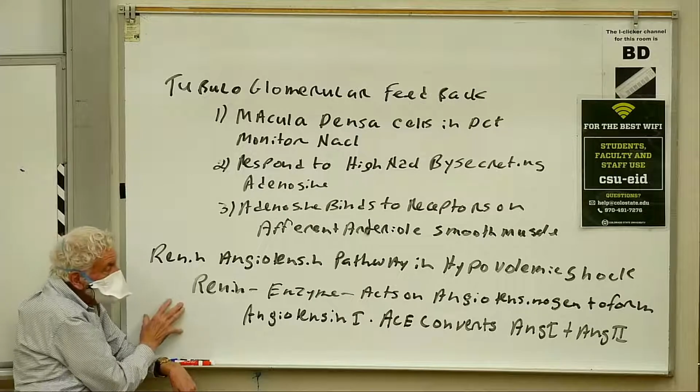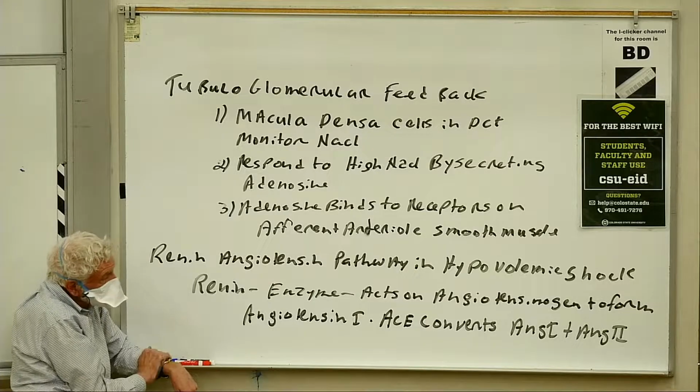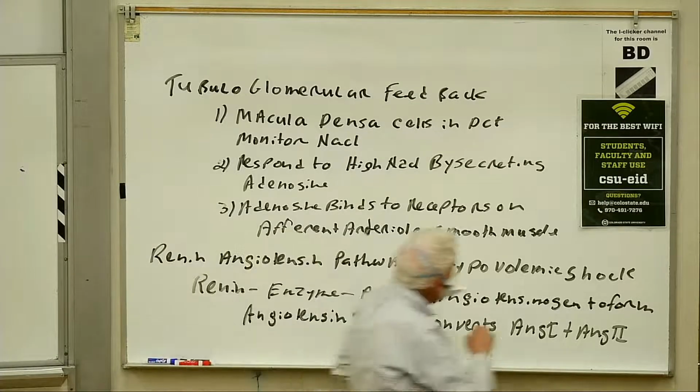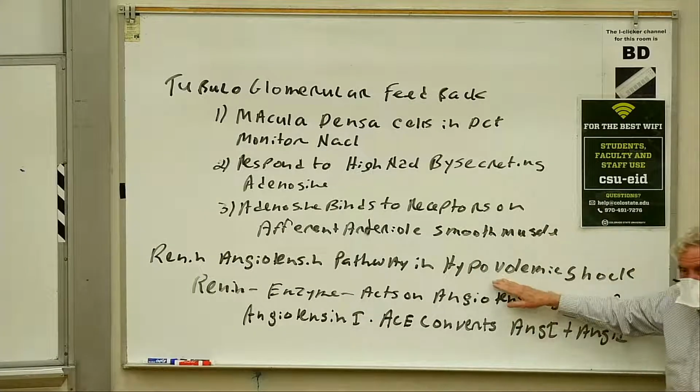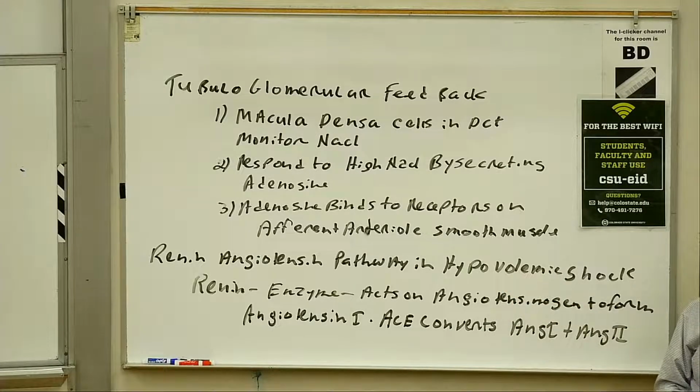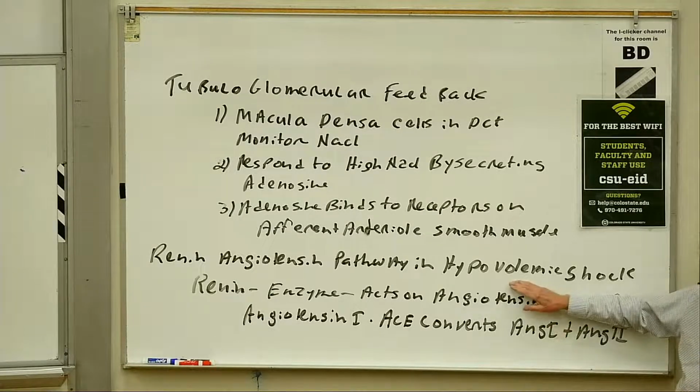And the way I tell the story here, and I think the way most people tell the story, is to talk about the angiotensin pathway in terms of hypovolemic shock. What we mean by hypovolemic shock is that there's been tremendous blood loss. There's been an accident, a knife wound or a gunshot wound, and people have lost blood. The response to that loss of blood is to increase the blood pressure.